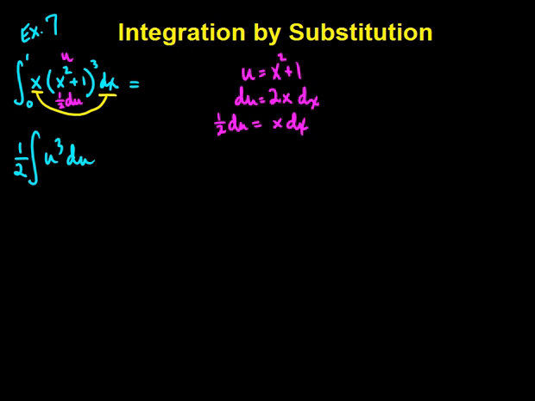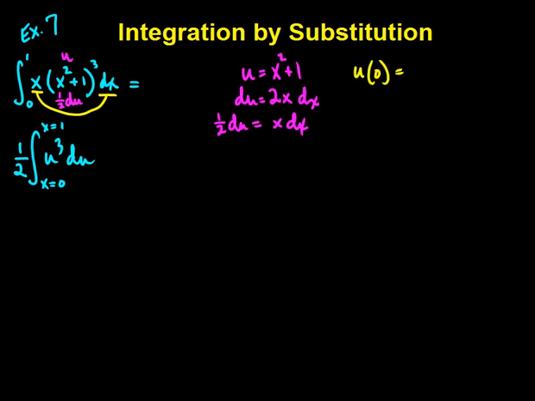Now, what we have to understand is that our limits of integration are also in terms of x. So we really should write them as 1/2 integral from x equals 0 to x equals 1 of u to the third du. We can't leave them as x values in there, and so the way we're going to deal with that is to go back to our definition of u equals x squared plus 1 and find out what u is when x is equal to 0 and when x is equal to 1.